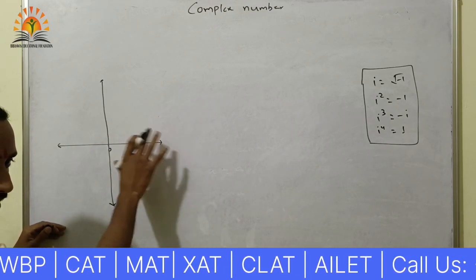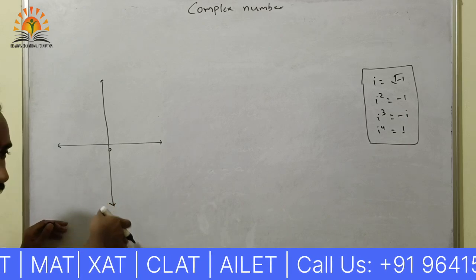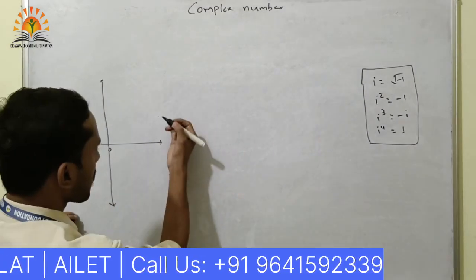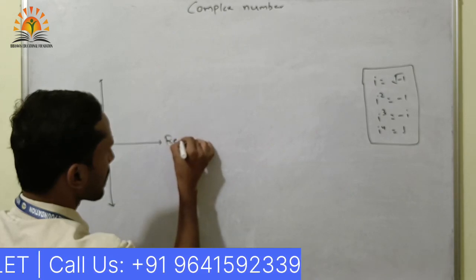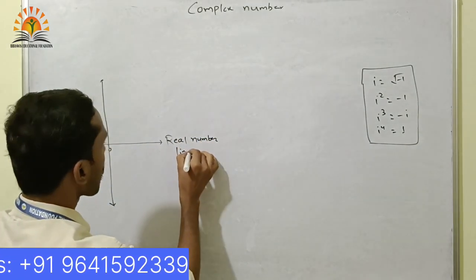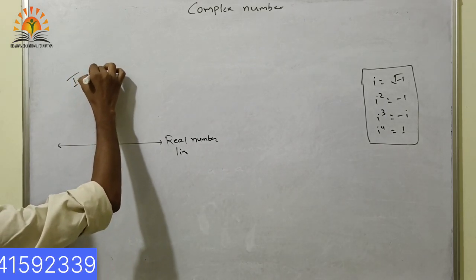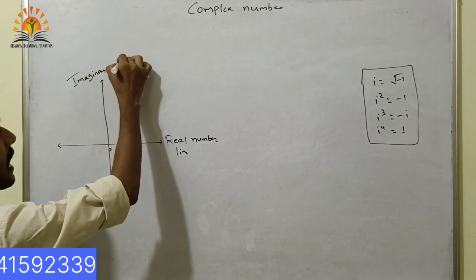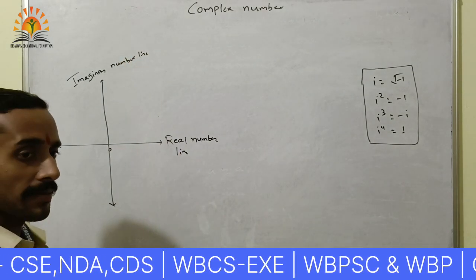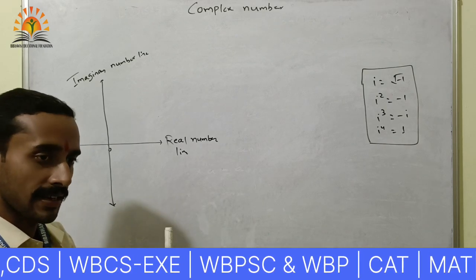The real numbers are indicated on the x-axis, and the y-axis, the vertical axis, is represented by iota. Clear? So we can call the x-axis the real number line. What can we call the y-axis? The imaginary number line. And what is the speciality of the imaginary number line? Root over minus a is always attached with that.